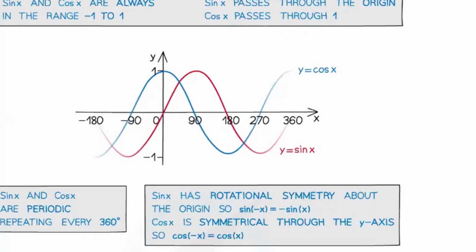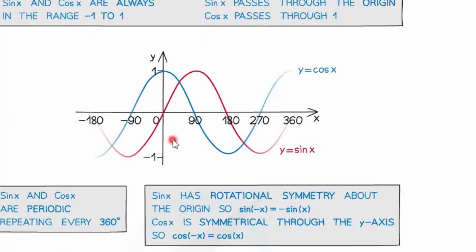Let's have a closer look at our sine and cosine graphs. We can see that our sine and cosine graphs are always between the range of -1 to 1, and that the sine graph passes through the origin, whereas our cosine graph passes through 1 on our y-axis. Now, both the sine and cosine graph are periodic, and they repeat themselves every 360 degrees.